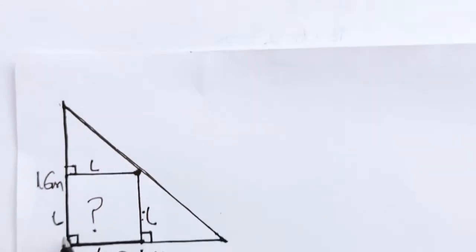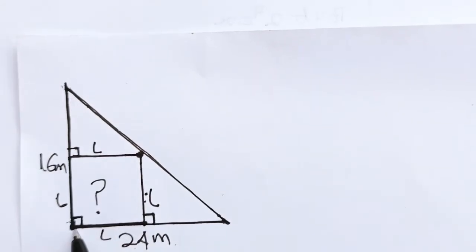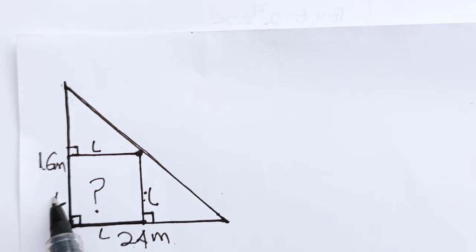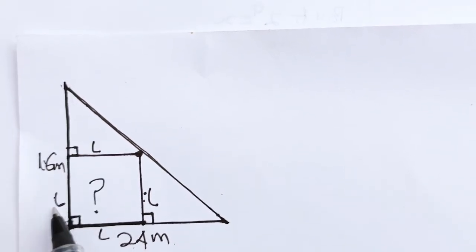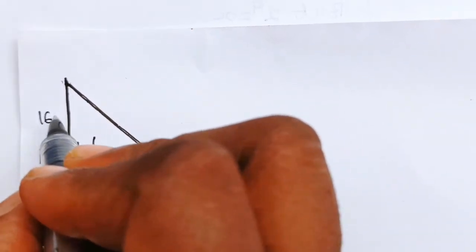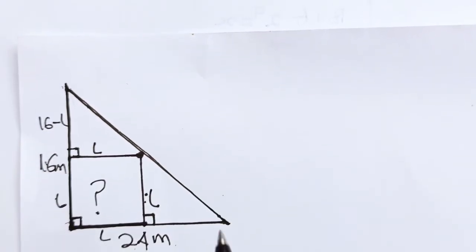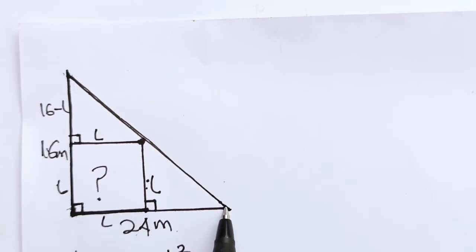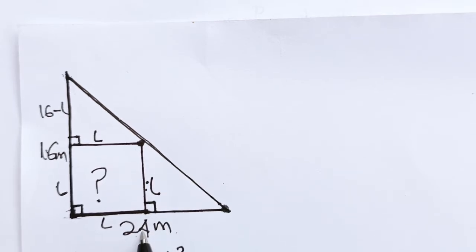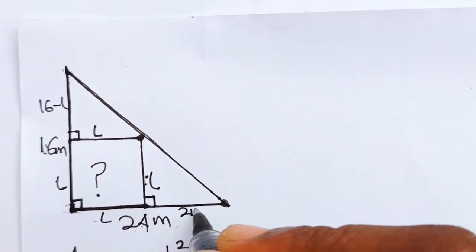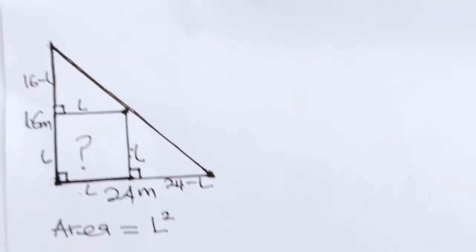Now let's go back to this particular triangle. If from here to here is 16 meters, and this place is L, it simply means that from here to here is 16 minus L. So let's write that, 16 minus L. Also similarly, if from here to here is 24 meters and from here to here is L, it simply means that this remaining portion is 24 minus L. So we have 24 minus L.